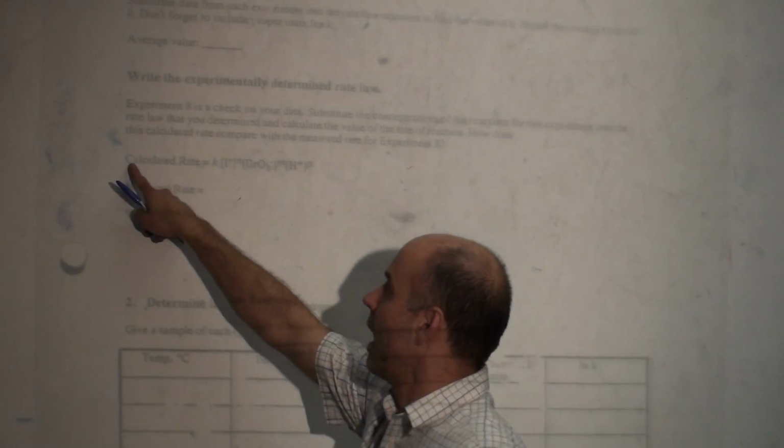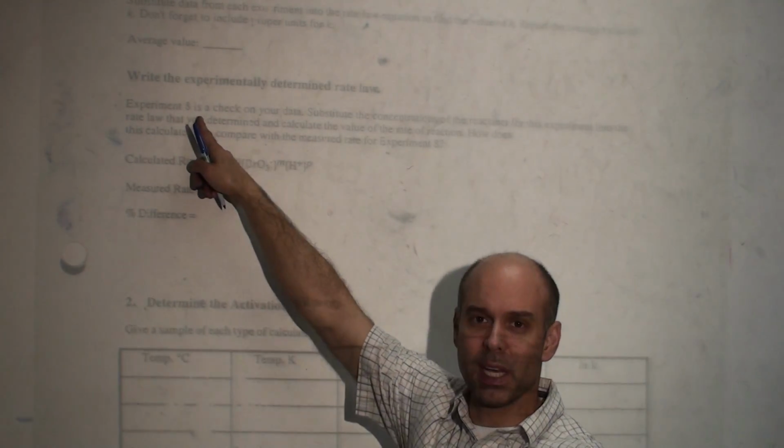Well, anyhow, once you do have your average K, then you're going to use experiment 8 as a check on your data. In other words, you're going to calculate what the rate should have been, because you know your K, because you calculated your average K right there. And we know the values for experiment 8.